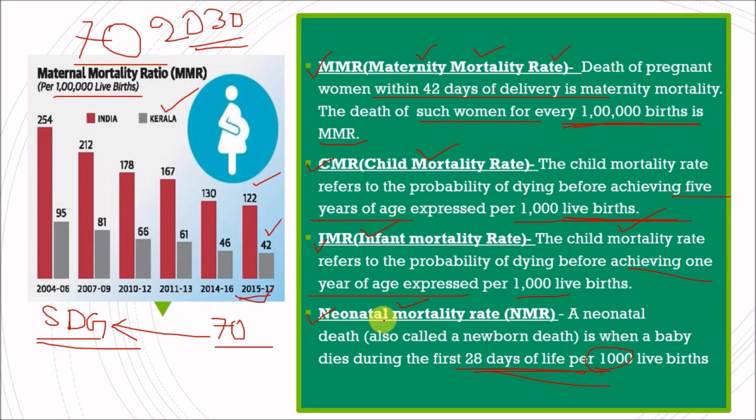Neonatal is very, very young. If within 28 days the child is dying, it is called neonatal. If within 1 year the child is dying, it is calculated in IMR. If within 5 years a child is dying, it is called CMR. All these statistics are required to gauge the demographic transition, the demographic growth, the population shift in various age groups, as well as maternal health.